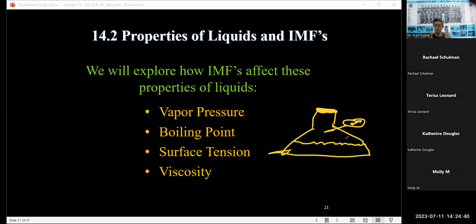Surface tension, the same thing. If I put two liquids on the surface and one of them beads up compared to the other liquid that flattens out, the one that beads up tells you that, again, the molecules of that liquid have a higher intermolecular force because they're holding on to each other much tighter.